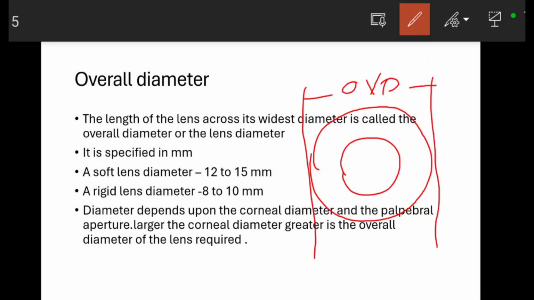I will write this over the video. Okay, it is the overall diameter of the contact lens. It is the overall diameter. It is specified in mm, always specified in millimeters.